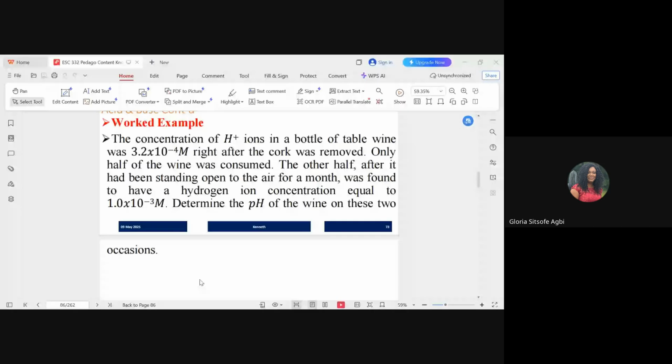Okay, so the second concentration that was given was 1.0 times 10 raised to the power negative 3 molar. And so we find the pH, which is the negative log of the hydrogen ion concentration. So negative log of 1.0 times 10 raised to the power negative 3, then the answer would be 3. So the pH for the second concentration is 3.